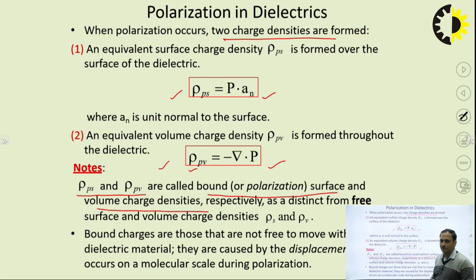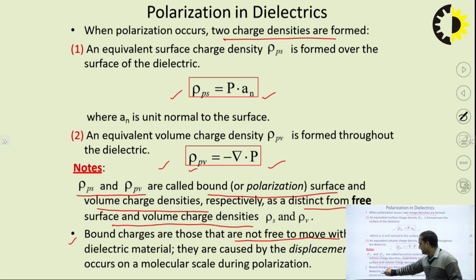So rho V is the volume charge density and rho S is the surface charge density respectively. So there are distinct free surface and volume charge densities, which are given here, and the bound charges are those that are not free. They are not free to move within the dielectric materials. They can be caused by the displacement that occurs on the molecular scale during polarization. These are some of the important aspects about polarization in dielectrics.